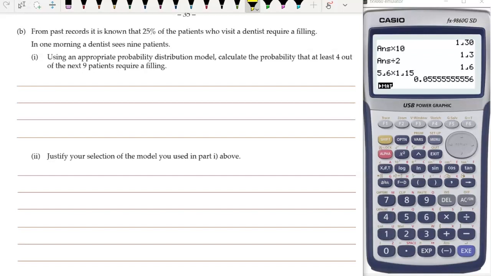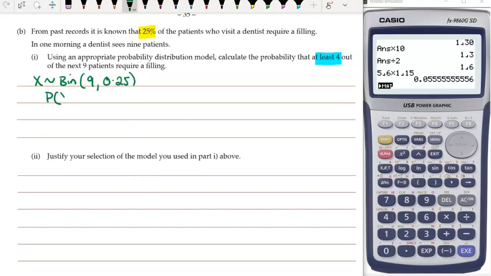Okay, now we know that there's a 25% chance that somebody visiting the dentist requires a filling. On one morning, a dentist sees 9 patients. And we are going to calculate the probability that at least 4 out of the next 9 require a filling. Okay, now we are looking at a binomial distribution here because we have 9 patients, so 9 trials, and a chance of success is 0.25.